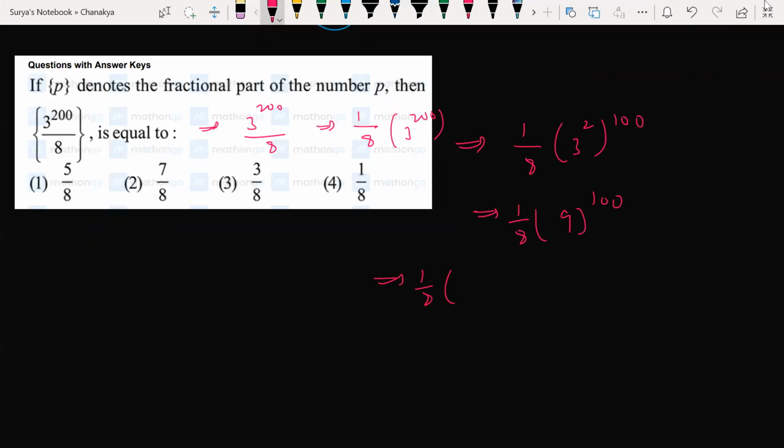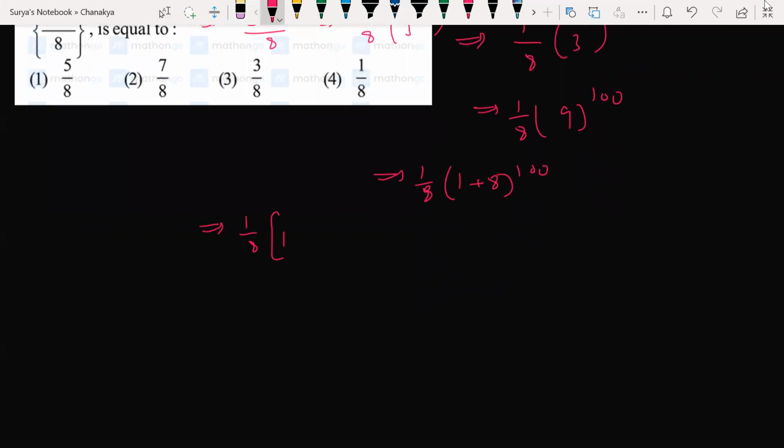So again 1 by 8, and 9 can be written as (1 plus 8) to the power of 100. Sir, why are you writing like that? So that I can apply my formula. Look at it: 1 by 8 into (1 plus nc1 into 8 plus n into n plus 1 by 2 into 8 to the power of 2 plus n into n plus 1 into n plus 2 and so on). Multiply 1 by 8 into that entire part, and you'll get some integer or not.